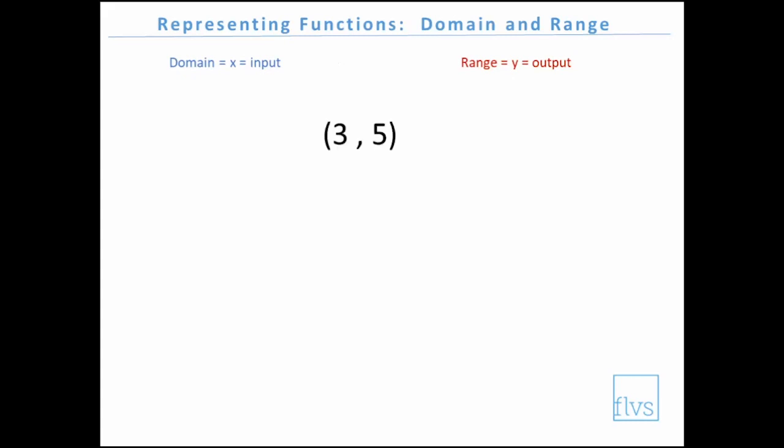So when we write the point (3, 5), we're saying we have a domain of 3, or our X, our input, and when X is 3, our output or our Y is 5. So keep that in mind. That's your input and your output. When X is this, what is Y? So when we have a domain of 3, we have a range of 5.